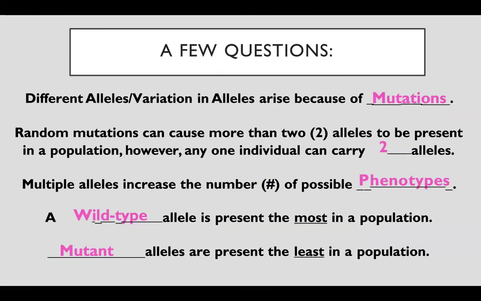So variations in alleles arise because of mutations. Random mutations can cause more than two alleles to be present in a population. However, only one individual can carry two alleles. Multiple alleles increase the number of possible phenotypes. A wild type allele is present the most, and mutant alleles are present the least in a population. So if they ask what the wild type allele is, it'll typically be the dominant allele.